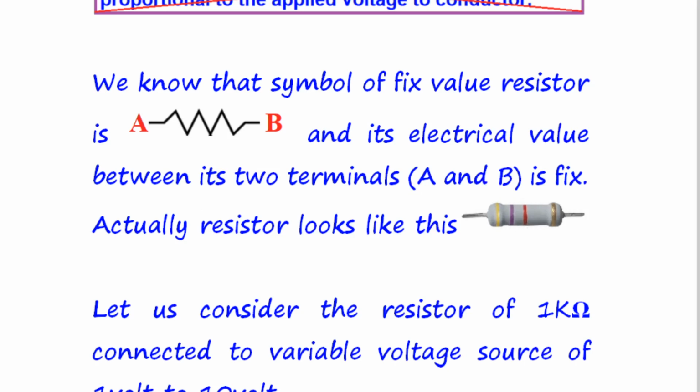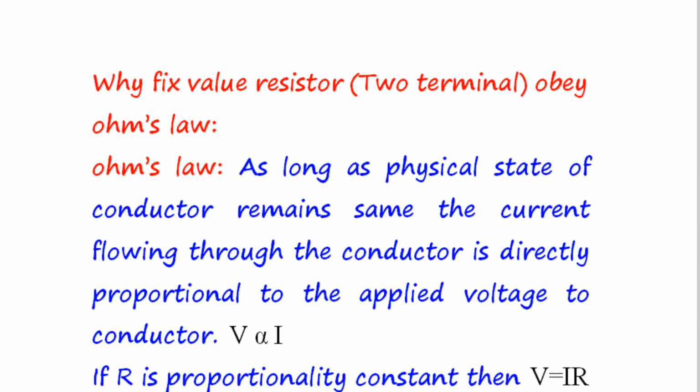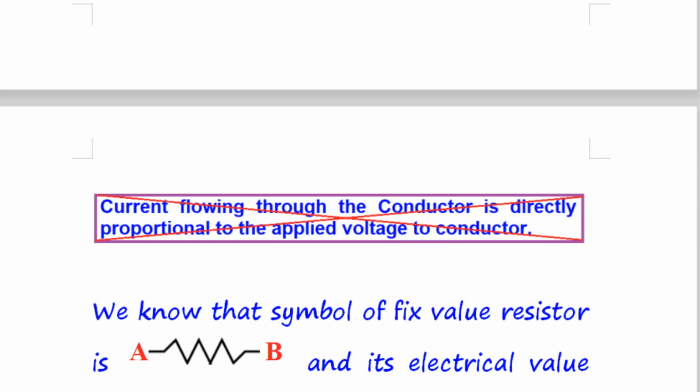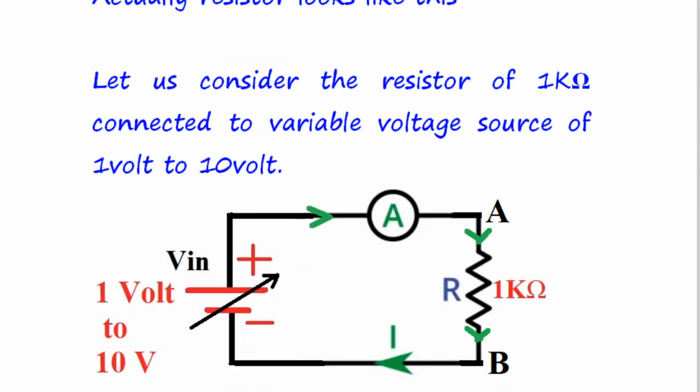Now our target is to study why a fixed value resistor obeys Ohm's law. So let us consider a resistor of 1 kilo ohm. Of course, we are talking about a fixed value resistor between terminal A and terminal B. The value of this resistor R is fixed, that is 1 kilo ohm.